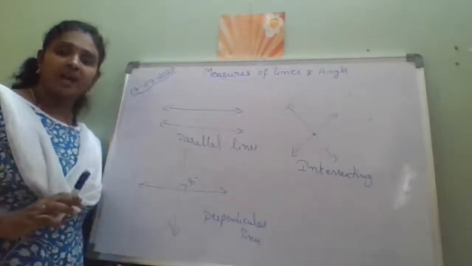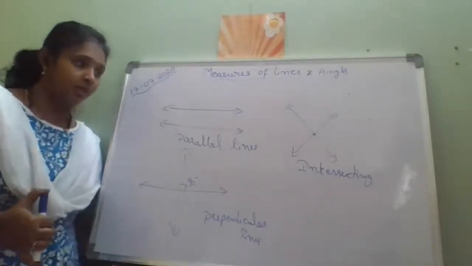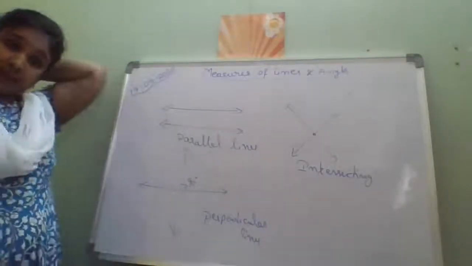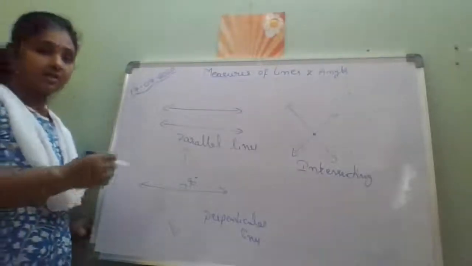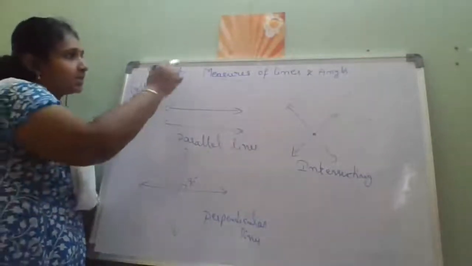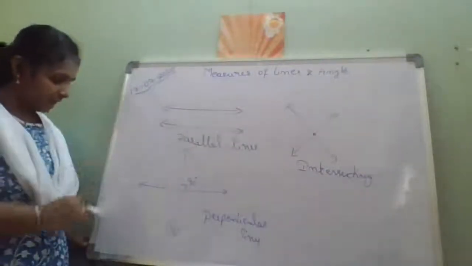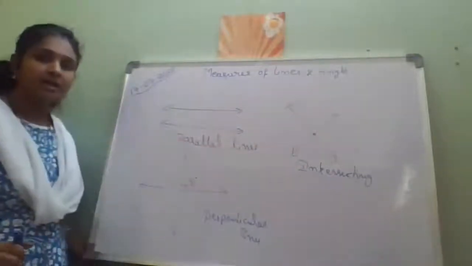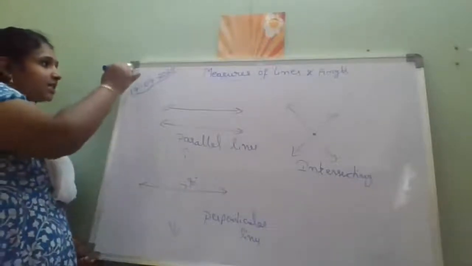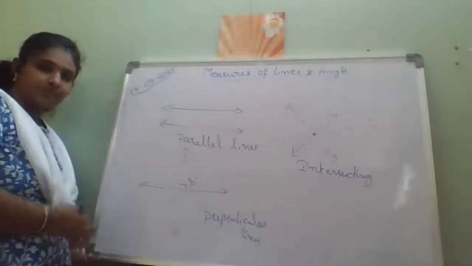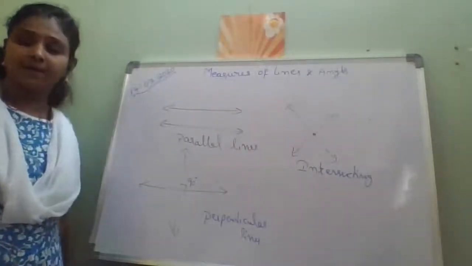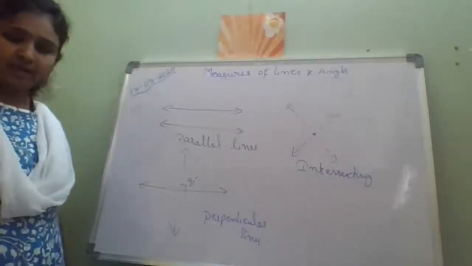So you are observing your surroundings. In your classroom, tell me the parallel lines. What are the parallel lines? Board. See, this one is a parallel line. This line and this line, that line also parallel. Okay, next, perpendicular lines means this one. This line, two lines are perpendicular lines. Okay.